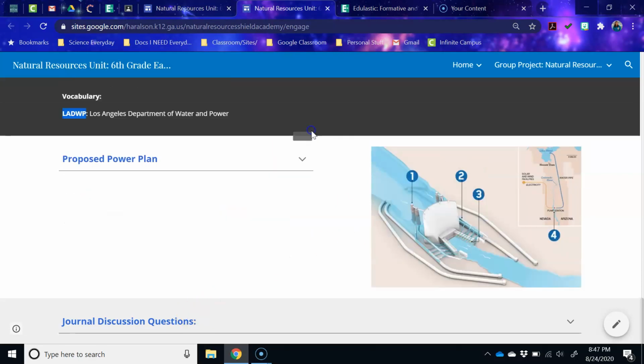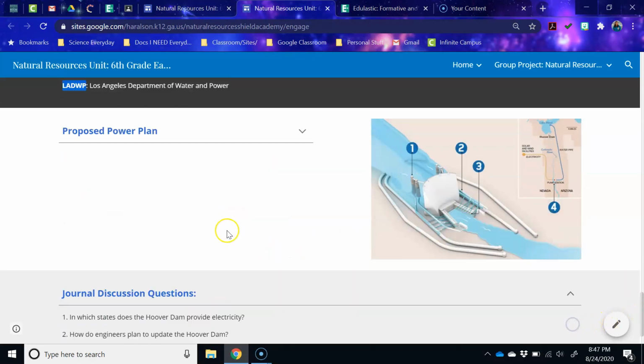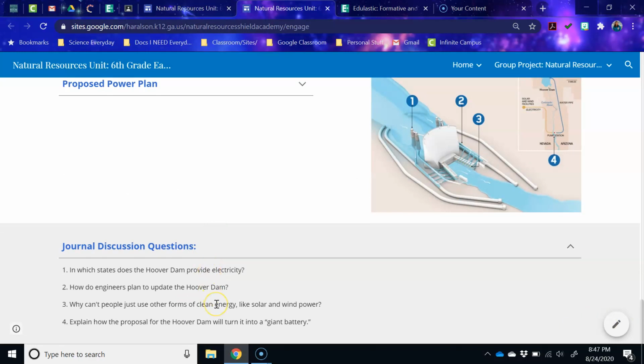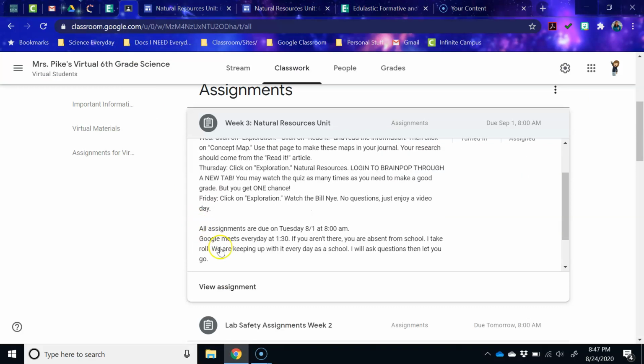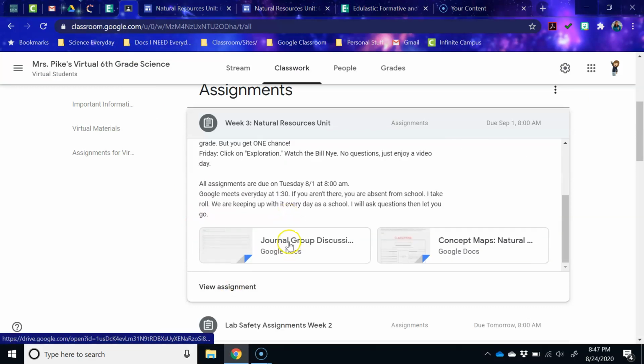And then down here at the bottom we get to the journal discussion questions. If you are in my virtual class, you have something that says journal group discussion. That is where I expect you to answer it. After you've answered it, make sure it's shared with me. It should be, but just double check, make sure I've got it.